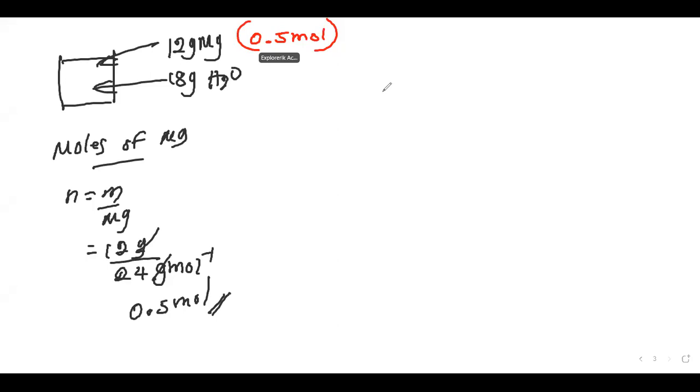Right, then we can find out the moles of water.